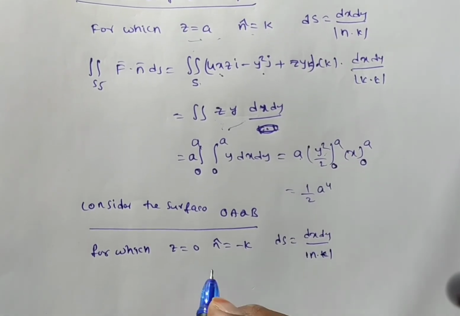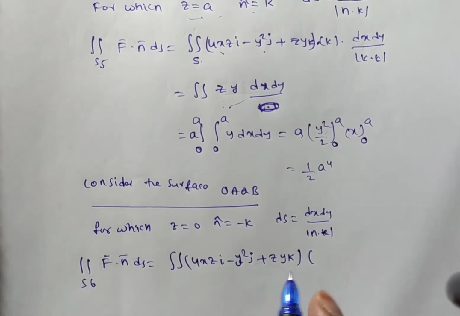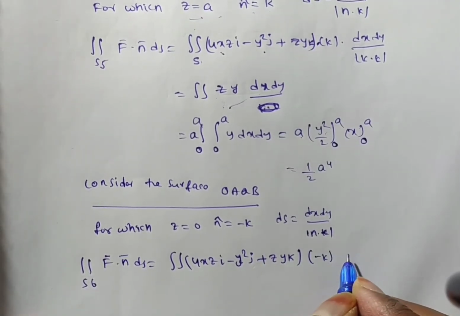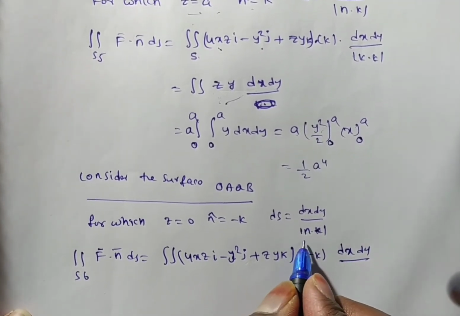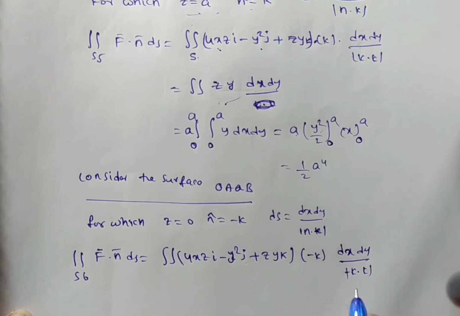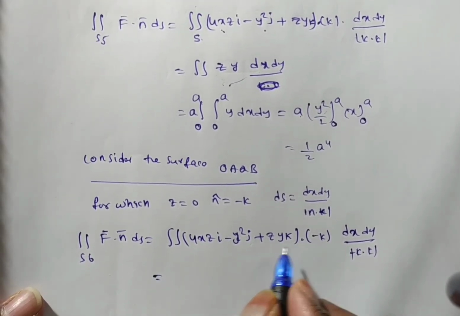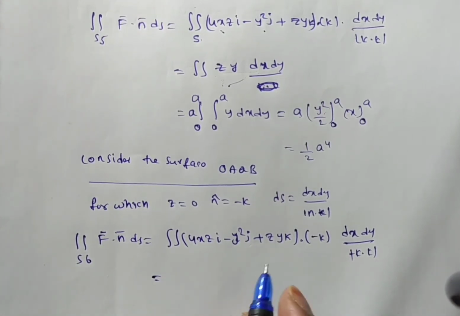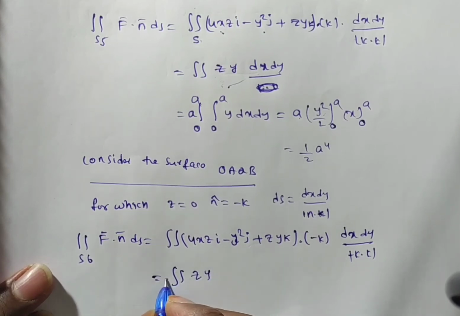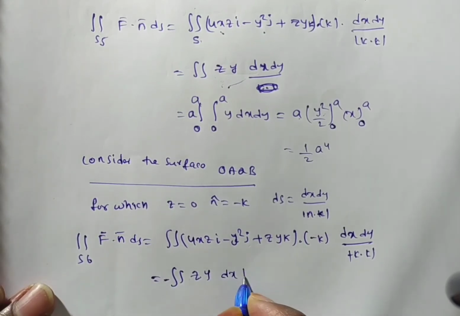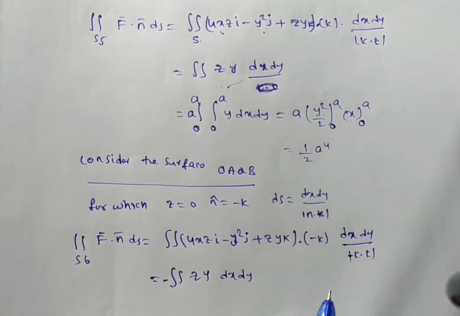In this case, f bar dot n bar ds is equal to, this is f bar. Now n bar is nothing but minus k, into ds is nothing but dx dy by, here you tell me what is the n bar? Minus k, so minus k dot k. Now in this case we are taking the dot product of the two vectors: i dot k is 0, j dot k is also 0, then you will have the double integral over z y, with the minus I am writing on the left side, into dx dy by k dot k, which is 1. But here you have minus, and mod of minus 1 is 1 only, so no need to write.